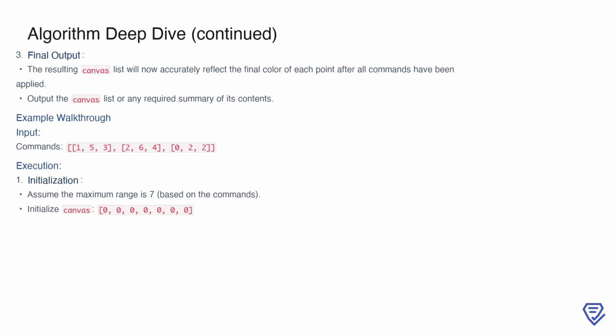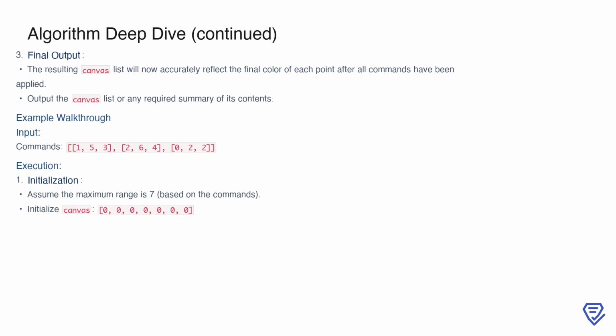Once all the commands have been processed, the canvas list will contain the final color of each point. This list serves as the output, representing the painted state of the canvas after all commands have been applied. To understand this better, consider the example where we have the commands 1, 5, 3, 2, 6, 4, 0, 2, 2.